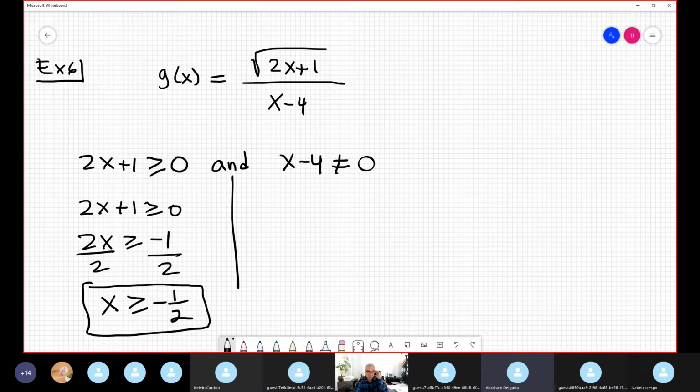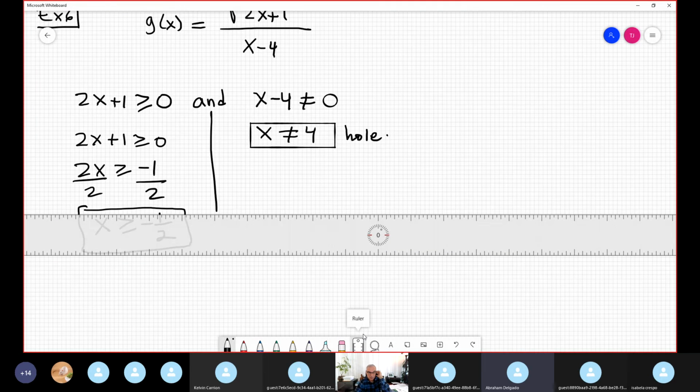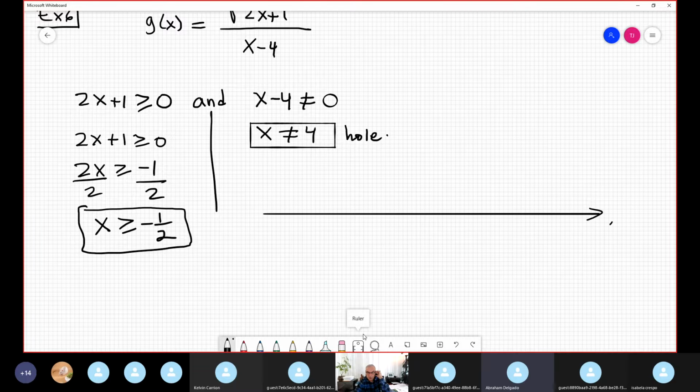Another piece of information is x not equal to 4. That means at 4 we have a hole. Let me try to understand this geometrically. This is my famous real number line again: positive infinity, negative infinity, 0 in the middle, 1, 2, 3, and 4. And negative 1/2 is in between 0 and negative 1. This is negative 1/2.